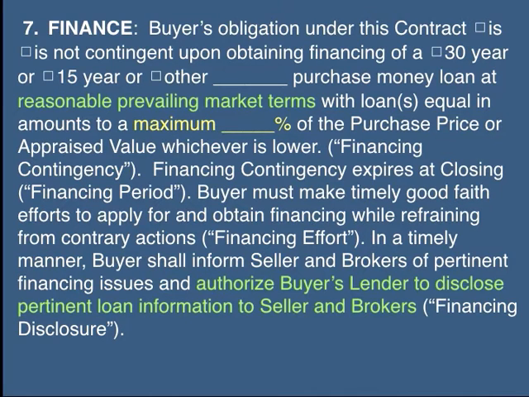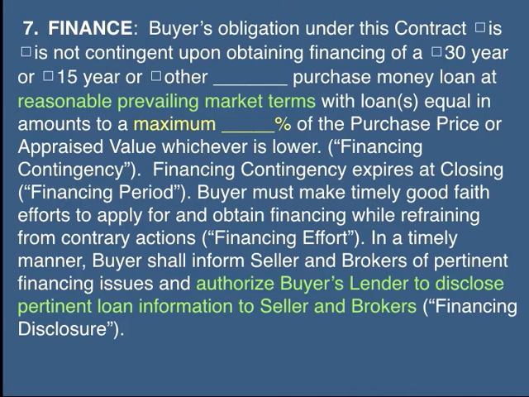Then we say buyer must make timely, good faith efforts to apply for and obtain financing while refraining from contrary actions. This will be the financing effort. In a timely manner, buyers shall inform the seller and brokers of pertinent financing issues and authorize the buyer's lender to disclose pertinent loan information to the sellers and brokers.